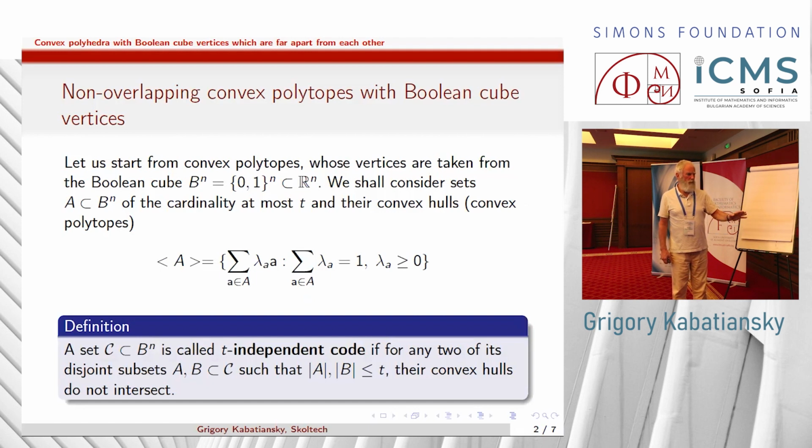Consider the following problem. I will call a subset of a Boolean cube... We will move it to Euclidean space a bit later, but let me first start from a Boolean cube, so 0-1 vertices. I will call a subset of it a T-independent code if, when I take any two disjoint T-subsets, their convex hulls, as in Euclidean space, do not intersect.